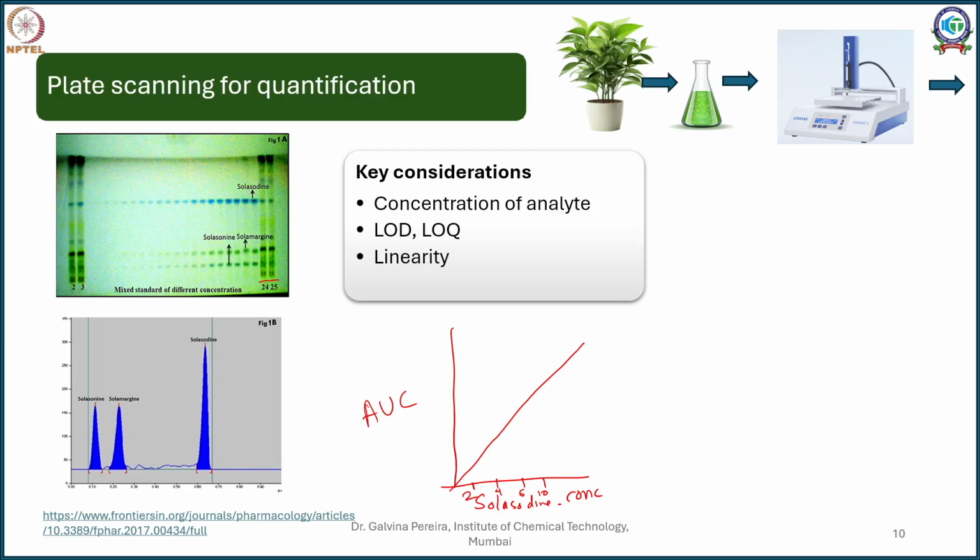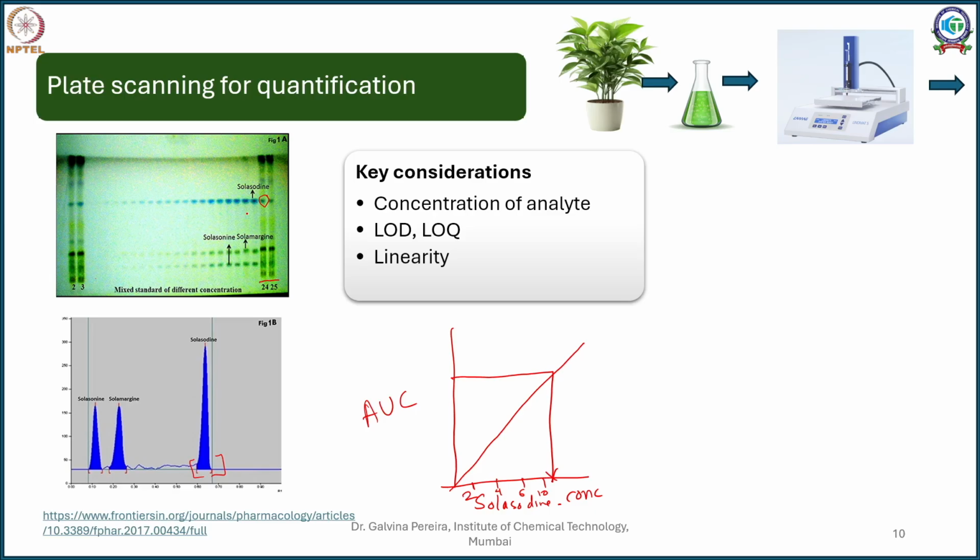Now when I see that, I measure the intensity here. The intensity is something like the area under the curve of this particular chart. Now if I see this area under the curve and I plot it, I get the concentration in a very similar manner. So I can quantify my compounds using HPTLC, but the only thing that I require is my standard of solasodine to quantify solasodine.